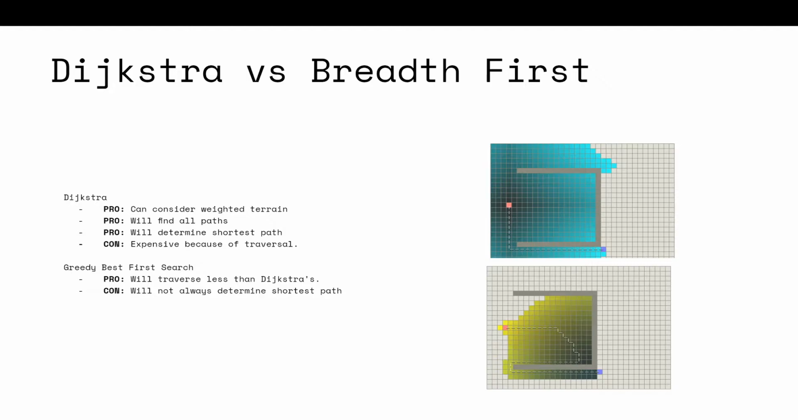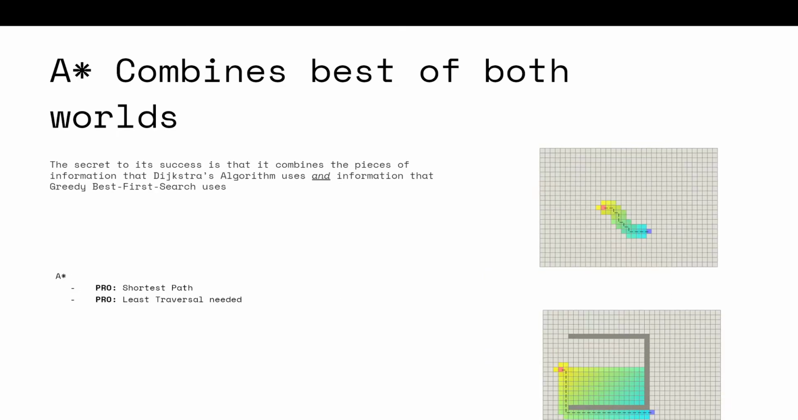It's also the most expensive, as you can see from the blue over here, and how much it needs to traverse to find the path. Greedy best-first search is a breadth-first search. It will traverse less than Dijkstra's, but it will not always find the shortest path. A-star combines the best of both of these worlds, where it will find the shortest path and traverse the least. So let's look at that demo.